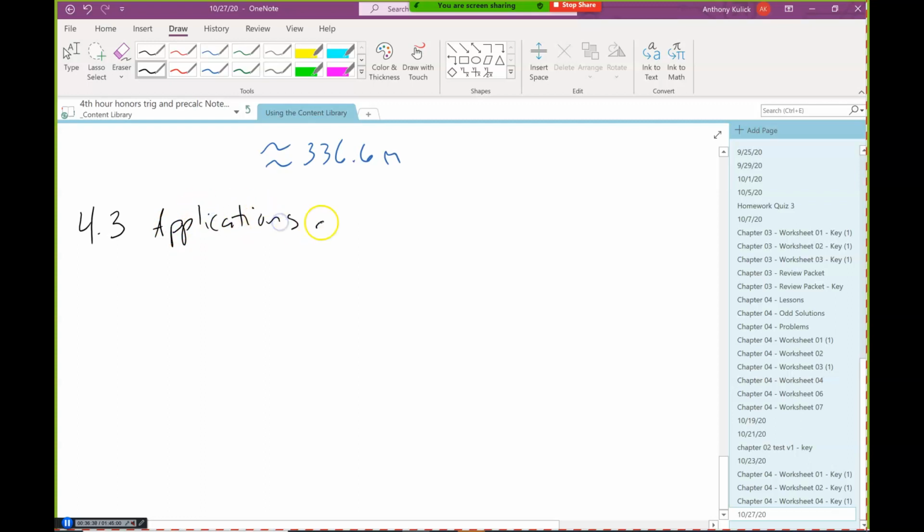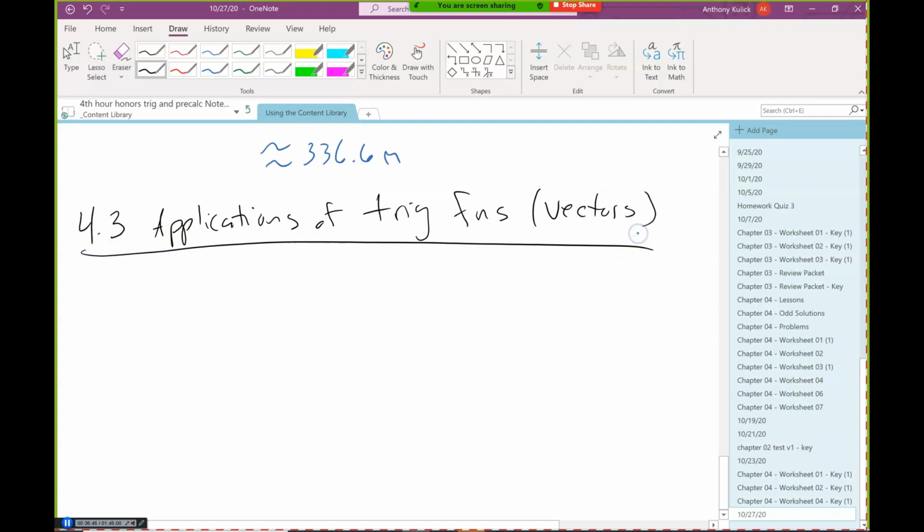So we're going to talk here about applications of trig functions, that is vectors. This is our topic for 4.3. And the first thing that we need to do is we need to define the way that we measure angles when doing navigation.